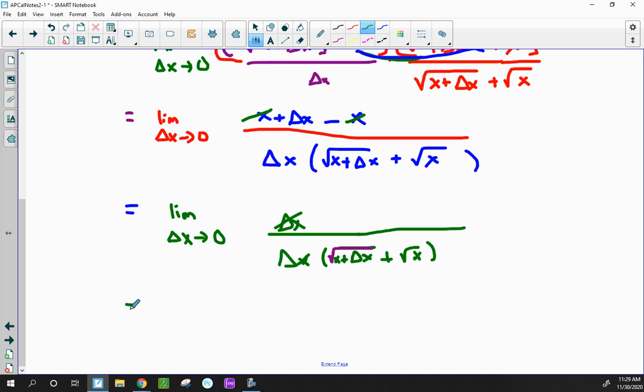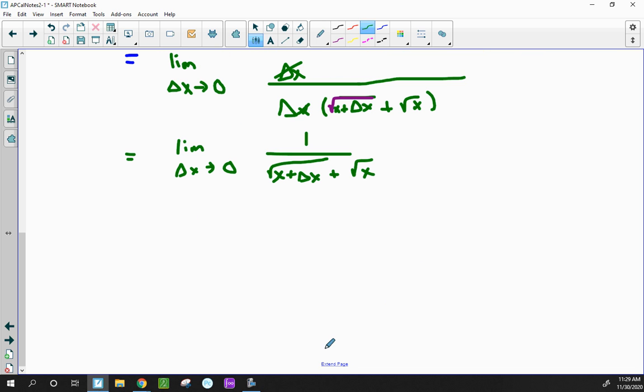Okay, so we're going to be left with the limit as delta x approaches 0. There's nothing on top, so it's going to be a placeholder there. 1 over the square root of x plus delta x plus square root of x. Okay, now we're ready to substitute. Let's put 0 in place of delta x and see if this is going to work for us. So 1 divided by square root of x plus delta x becomes 0.